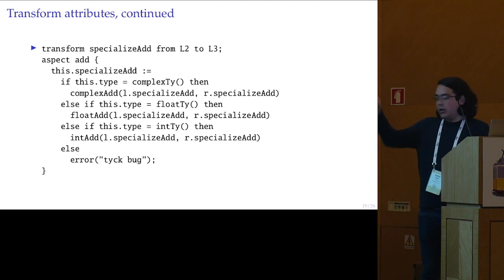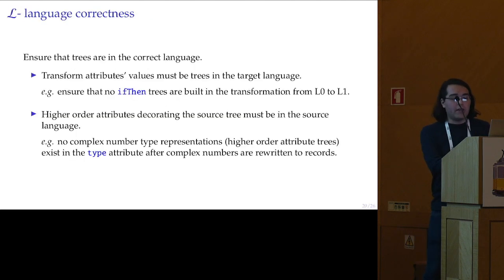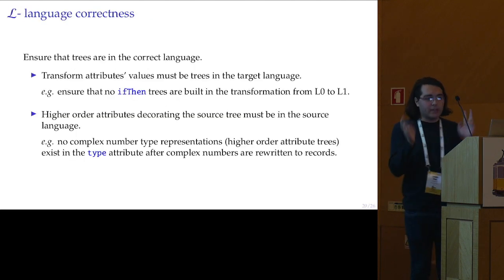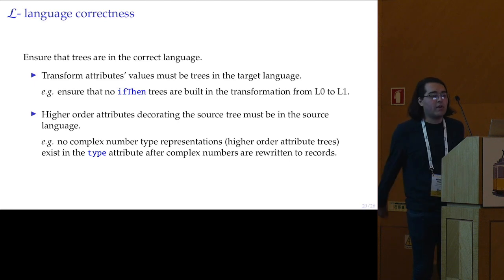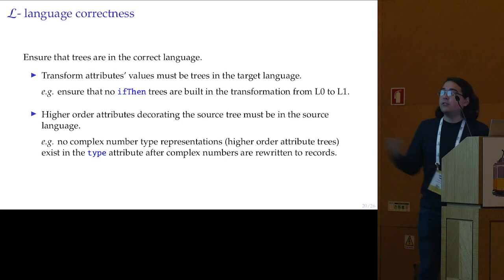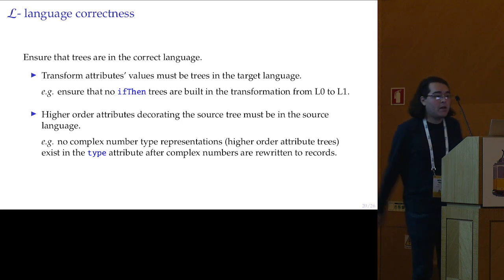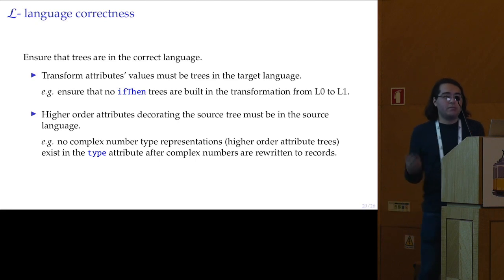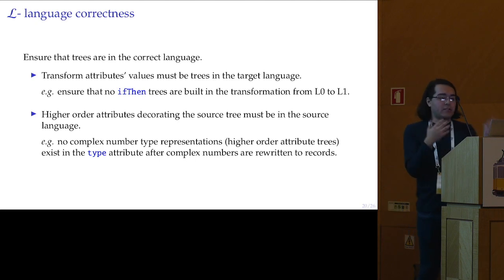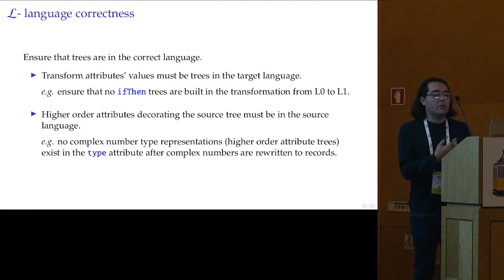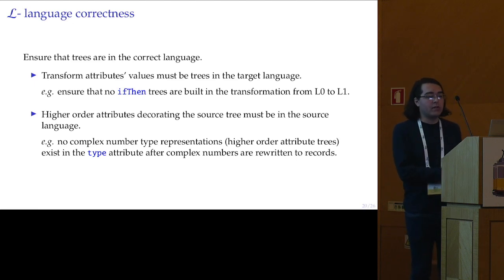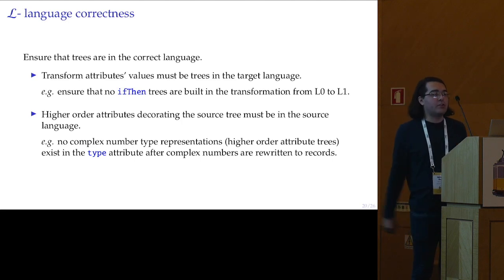So, to do this whole check, we have this idea of language correctness. In the same sense that we have a type correct program, we have a language correct program. In the same sense we have a type checker, we have a language checker. This ensures that any trees that we build or accept are in the language we expect them to be in. When we have a transform attribute, you have a fixed source and target language for it. So it should be producing trees that are in the target language from ones that are in the source language. Higher order attributes are going to be in the source language generally.